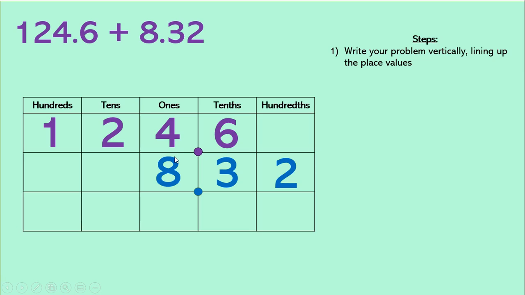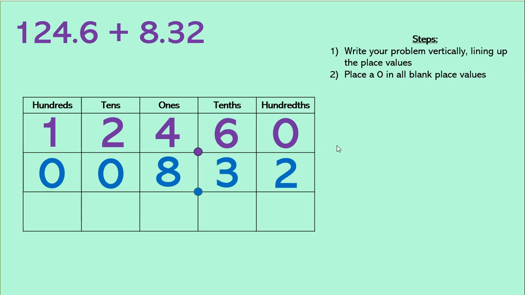Another good way to find out if you've lined up your place values correctly is if the decimals line up. If they line up, then you know you've lined up your place values correctly. The second step is to place a 0 in all the blank place values. So here on our first number, there's a blank in the hundredths place, which means there's 0 hundredths. In the second number, there's 0 tens and 0 hundredths.